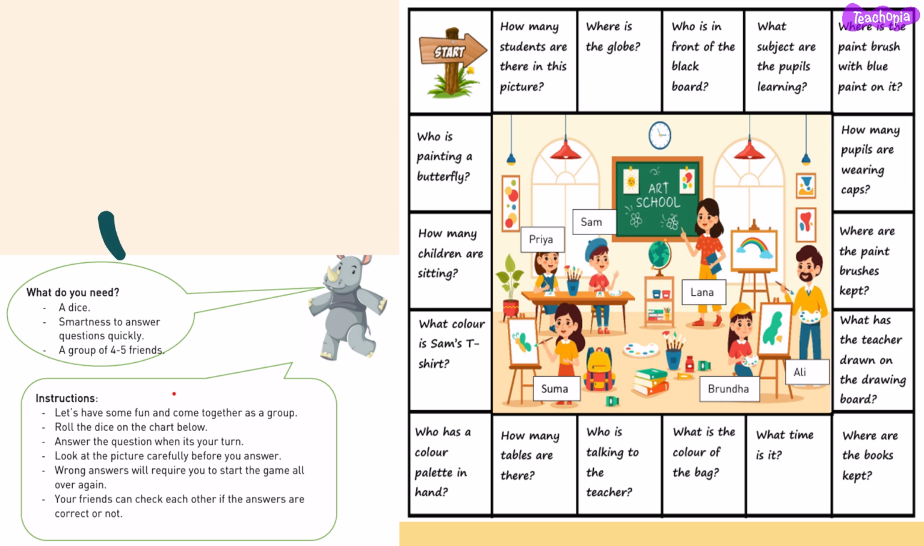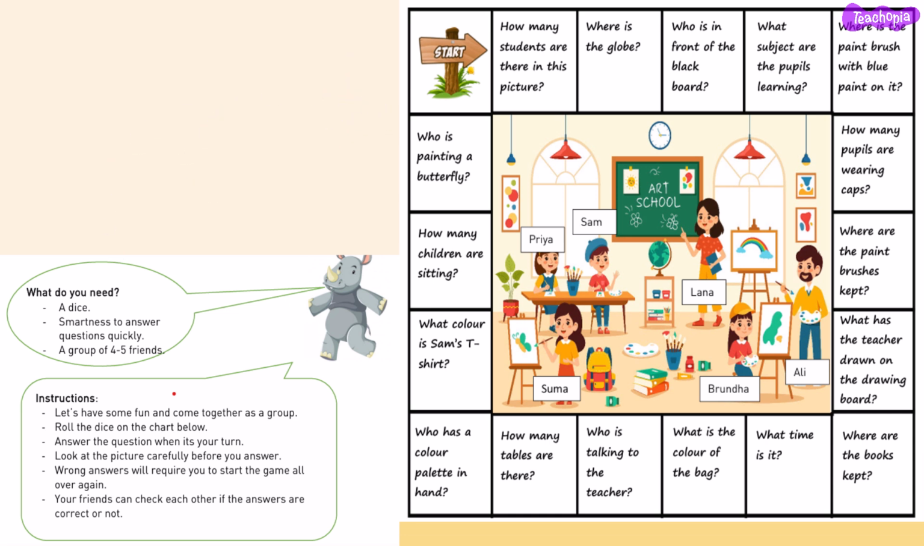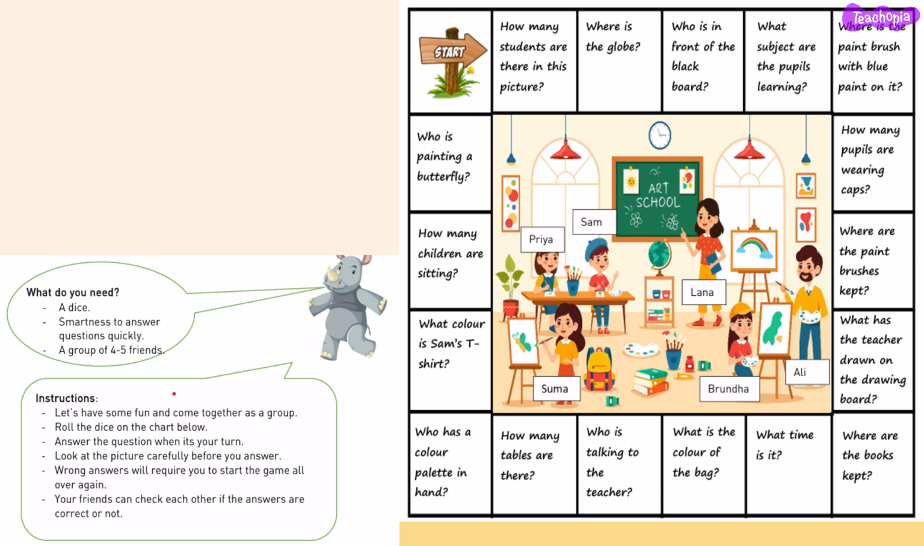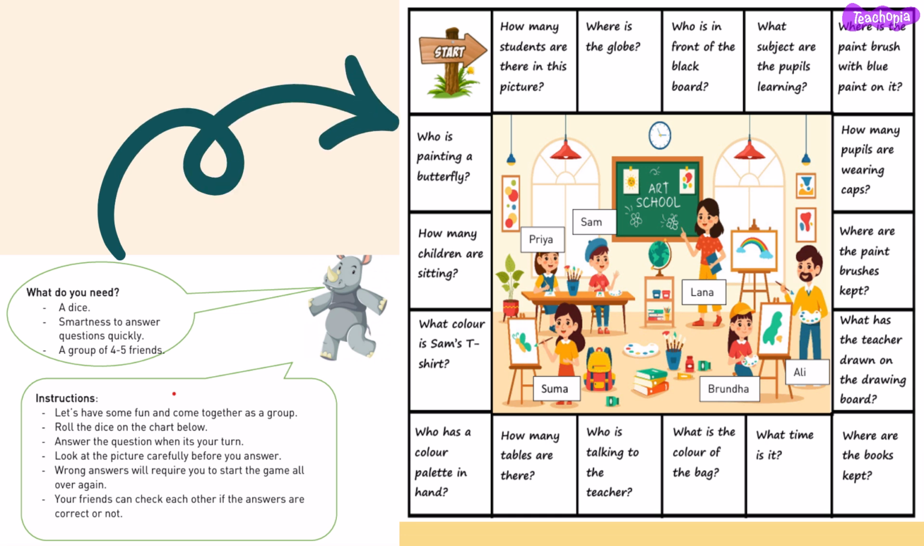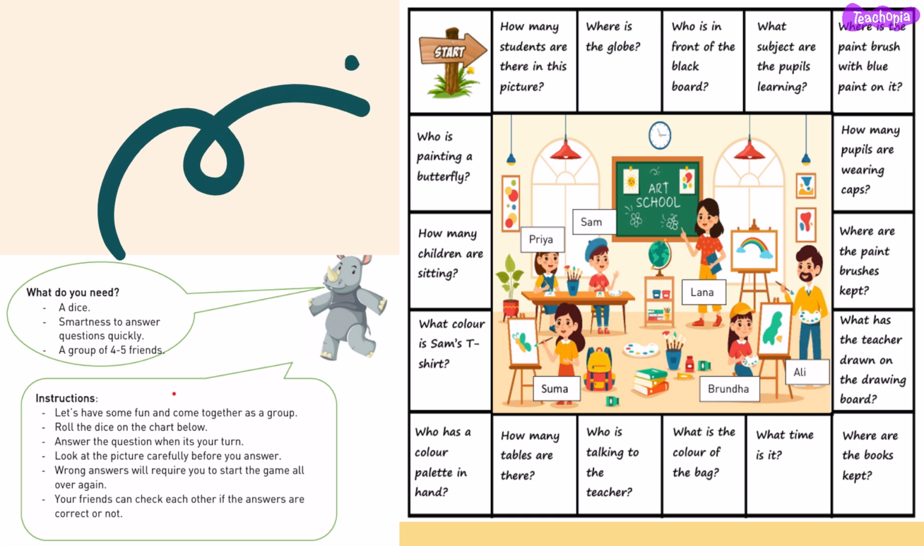They are going to answer the question when it's their turn. They will look at the picture given, and if the learners answer wrong, they will have to start the game all over. So their friends can check each other if the answers are correct or wrong. For example, we have the first question which says, how many students are there in this picture?